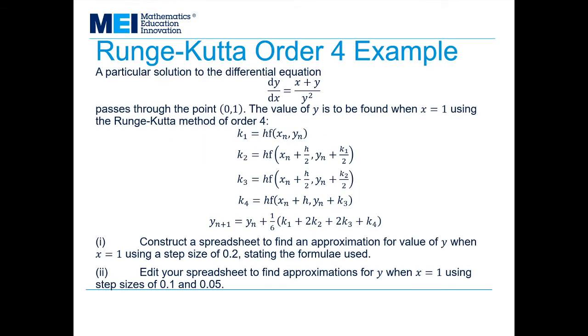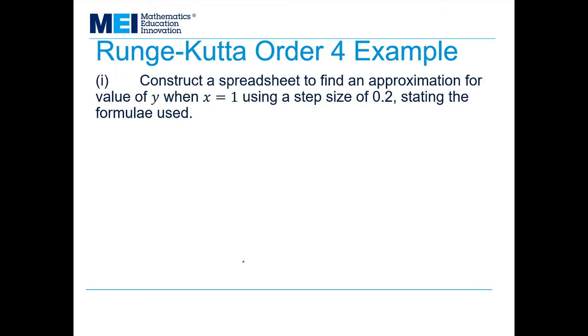So here was the question we were looking at. We were finding solutions to dy/dx = (x + y)/y² using Runge-Kutta order 4, and we were looking at a step size of 0.2. So we need to state the formulae that we've used. We would write down everything that we did in the spreadsheet. So first of all, we put 0 into cell A2, and then into cell B2 we put 1.